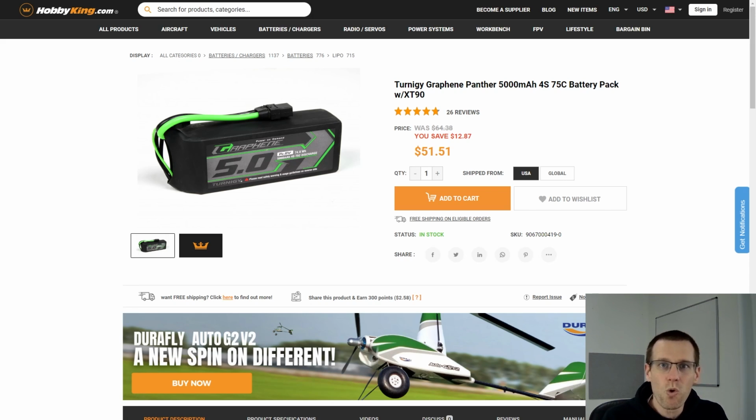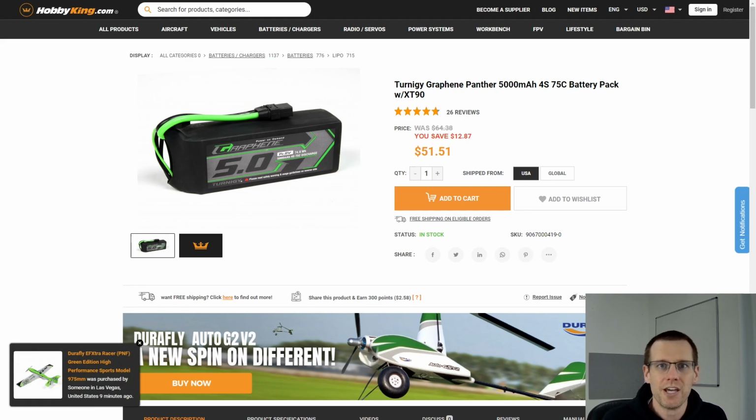Let's take a look at what the manufacturer here provides for this specific battery. Then we'll get into our internal resistance test and our performance test, where we load this battery on a dyno and let it run for as long as it possibly can to use up the full amount of capacity that this pack can provide. Let's get started.